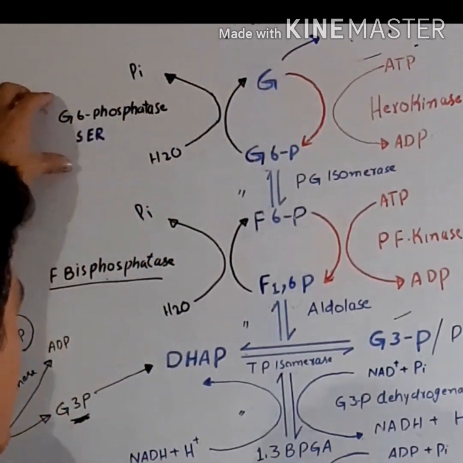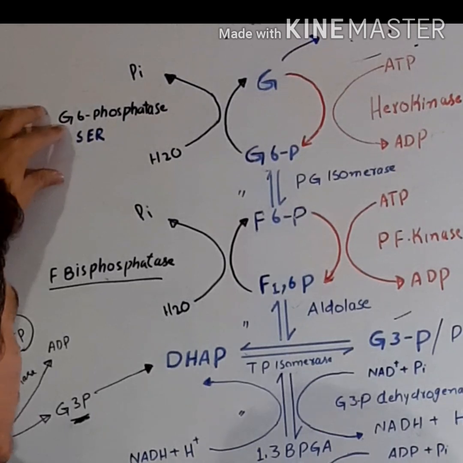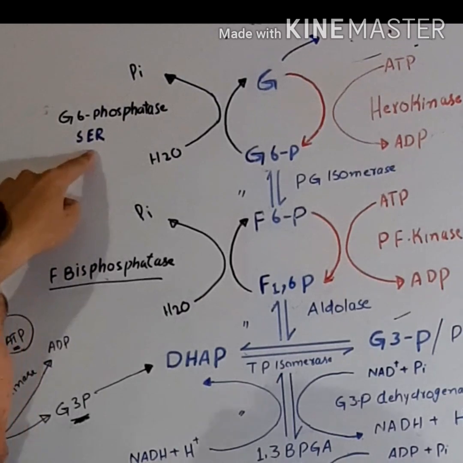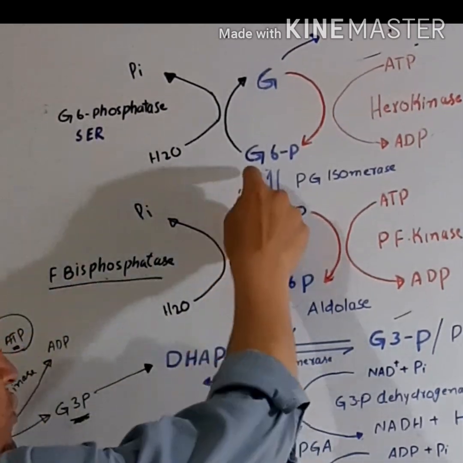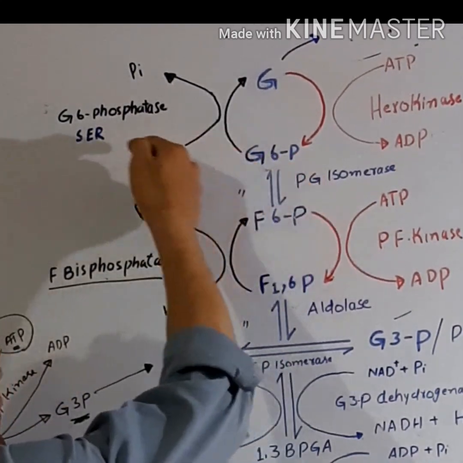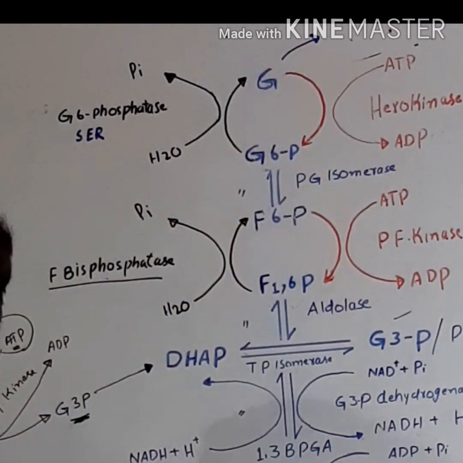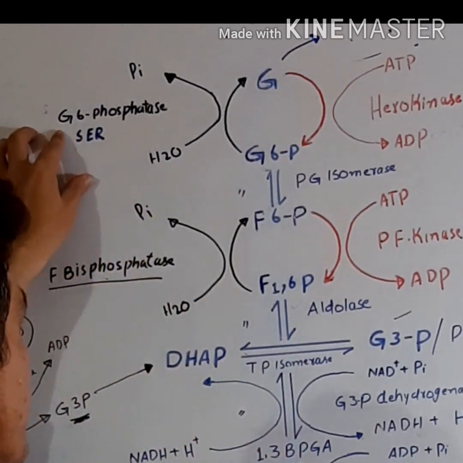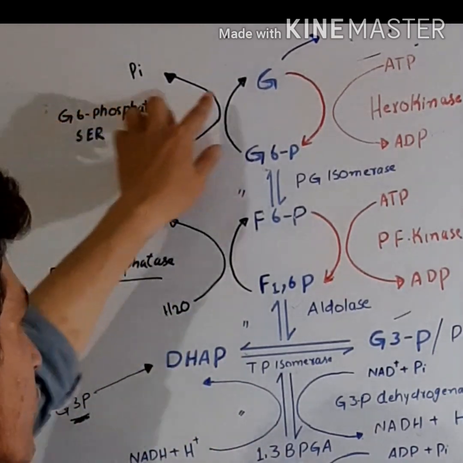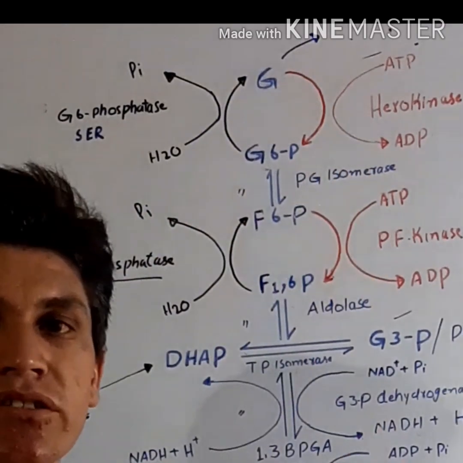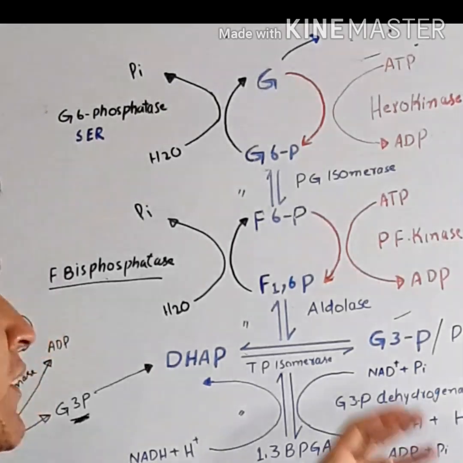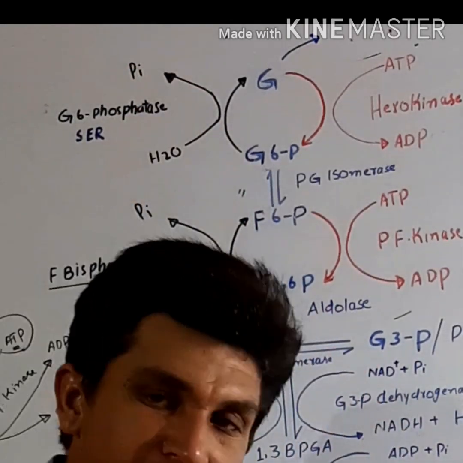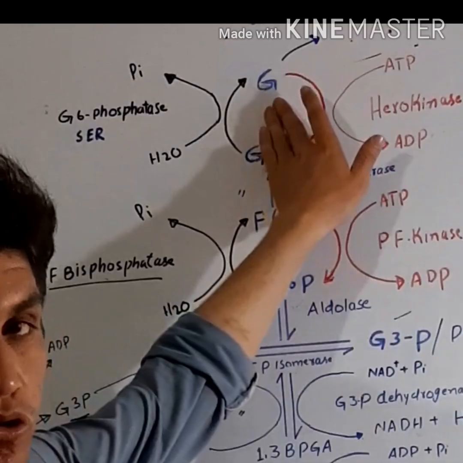Therefore, another enzyme is used, known as glucose 6-phosphatase. But this enzyme is present inside the smooth endoplasmic reticulum. So the glucose 6-phosphate moves inside the endoplasmic reticulum, where it is converted into glucose, and it is released into the bloodstream to normalize the blood glucose level. So this is the conversion of lactic acid into glucose.